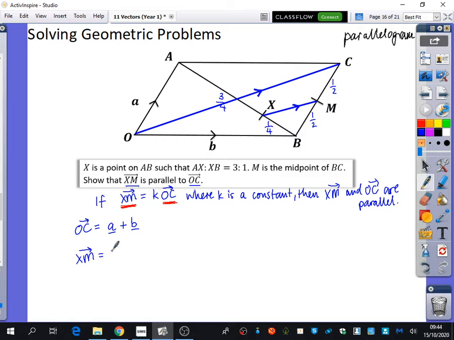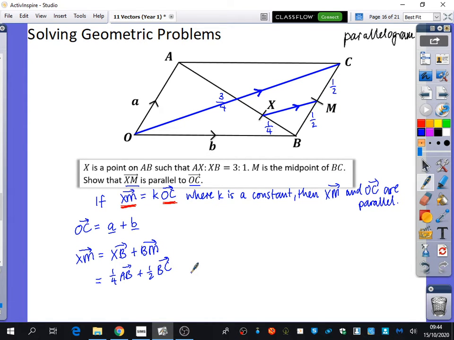So I'm going to write down that for X to M, we're going to go from X to B, and then from B to M. And notice how we've got those same letters here. The second letter is B, and the first letter is B, because we're arriving at B, and then we're leaving B. So what is XB equal to in terms of AB? It's a quarter of this long line, which is AB. So it's a quarter of AB. And then BM is a half of BC.